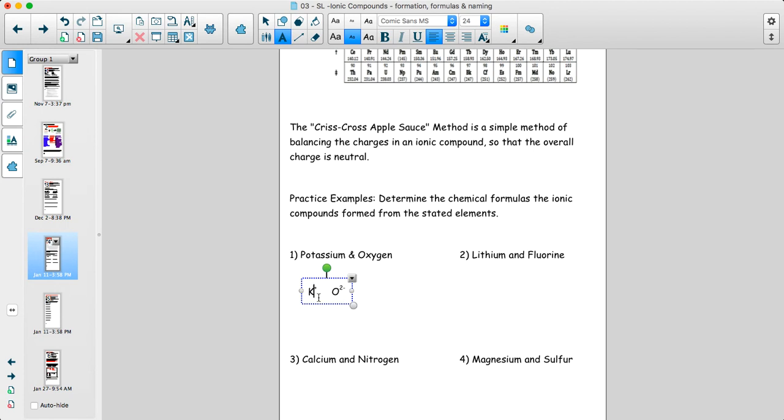So right now I've got 1 positive charge and I've got 2 negative charges, and clearly overall that's not balanced. So if I'm going to balance this, I can't change those ion charges, but I can change how many of each ion I have. So really I'm going to need 2 K pluses to add up to 2+ charges total, and then I'm going to have 1 O2-, which will give me 2 minuses total, and those will cancel. So as a formula, that's going to work out to K2O. So I have 2 Ks and I have 1 O.